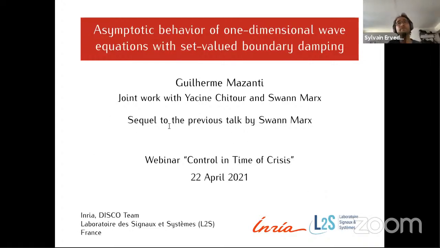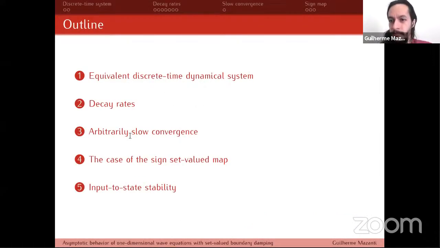Thank you also to the organizers for inviting me to fill this gap in the schedule and complete a little bit the talk by Swann. What I'm going to do is the sequel of the previous talk. Essentially, I'm going to sum up a little in the beginning, and then talk about what other kinds of results you can get with this idea of transforming wave equations into a discrete time, set valued dynamical system.